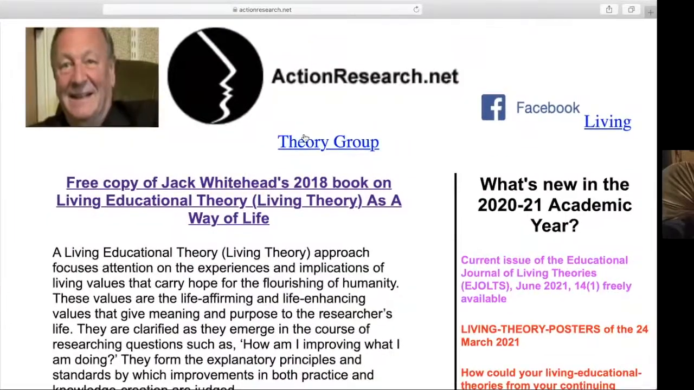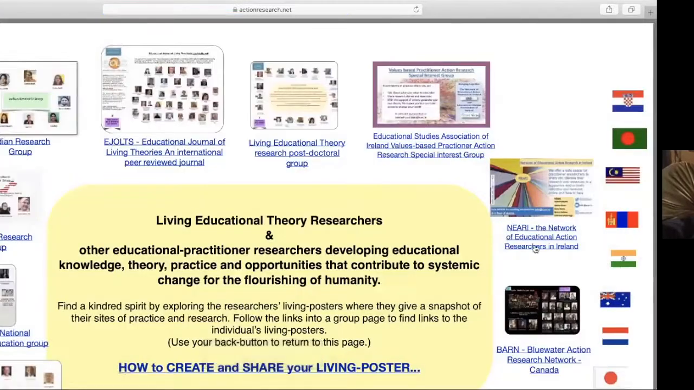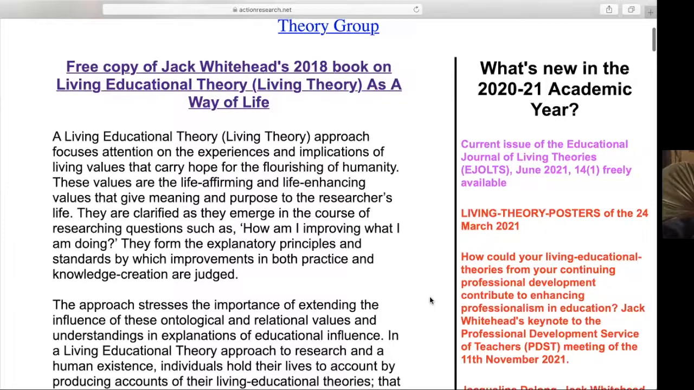Get into actionresearch.net. And what I do is I show them living posters and say, well, look, all over the world, there are groups of people, including the NEARI network, as well as the Educational Studies, the SAI here, who are all actually working to improve their own practice in India, Malaysia. So these are not difficult to actually form as living posters. And I go into a living poster and just show people how they can actually do this as a beginning teacher.